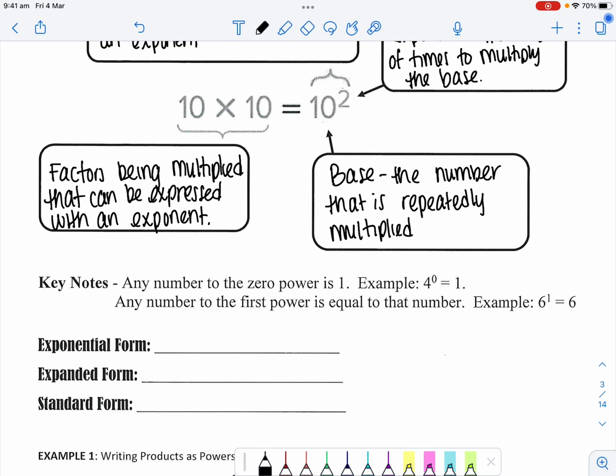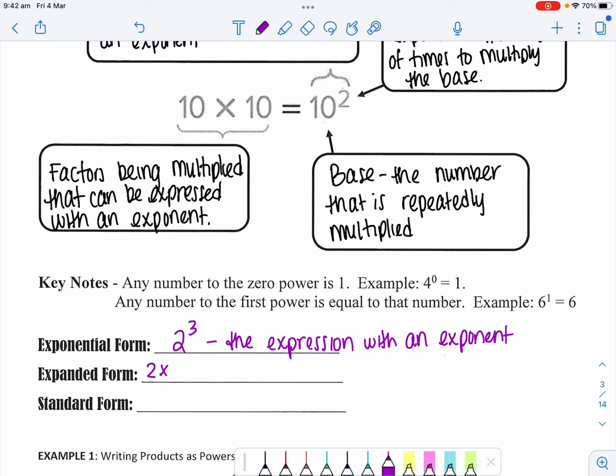The three different forms, or the three different vocabulary terms that I'm going to use to describe the forms, are exponential form, expanded form, and standard form. And I'm going to use an example to show what each of them is, and then use words to describe them as well. So exponential form is going to be something like 2 to the third power, and that is going to be the expression with the exponent. So if you're ever asked to write something in exponential form, that means write the base with an exponent. So it's going to be the expression that has an exponent on it.